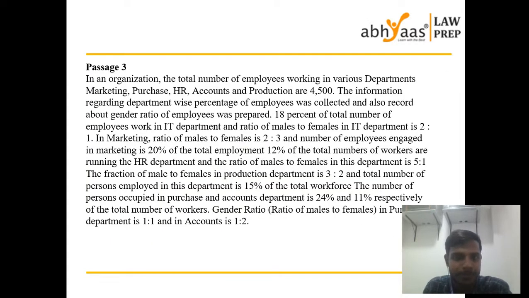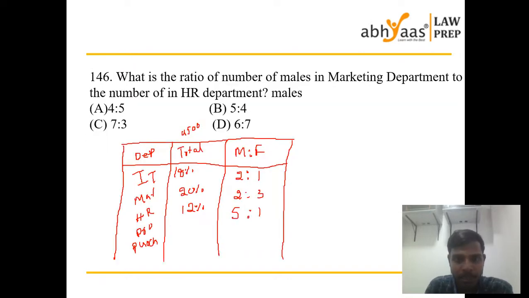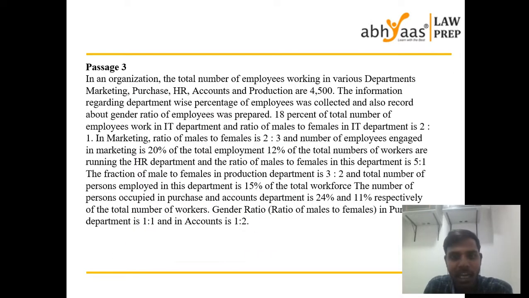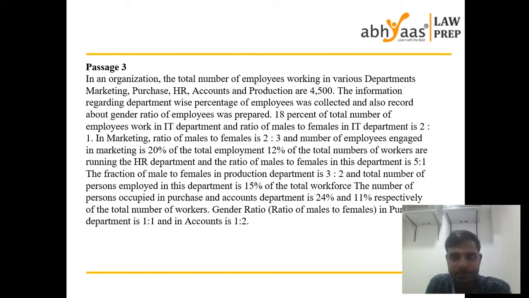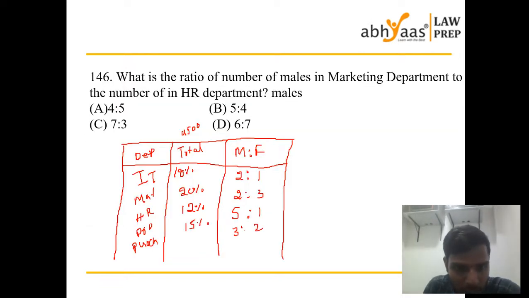Next, in the production department, the ratio of male to female is 3:2. The number of employees is 15% of the total workforce. Now the total number of persons employed in the accounts and purchase departments remains. I forgot to write accounts here. Very sorry, I have to add one more section: accounts.